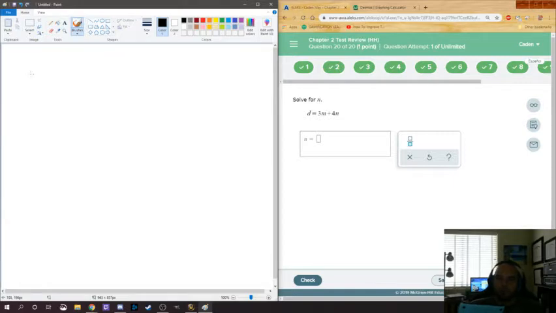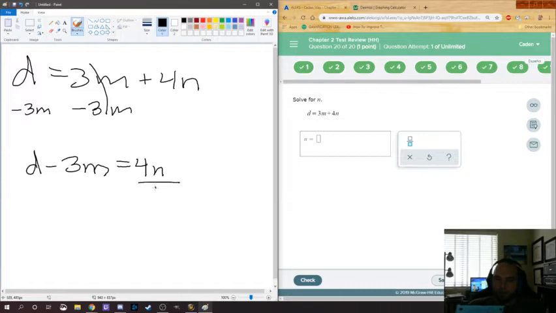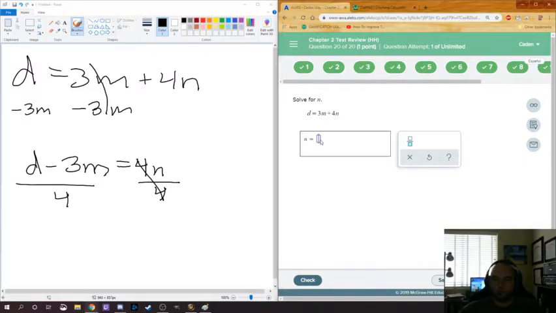Okay, next one says d equals 3m plus 4n, and then you're going to solve for n. So I want to get 3m out of here. So let me subtract 3m. This one's kind of like the last one, but with nothing to distribute first. D minus 3m equals 4n. And then you divide by 4. The whole left side goes over 4. There, you're done. That's it.